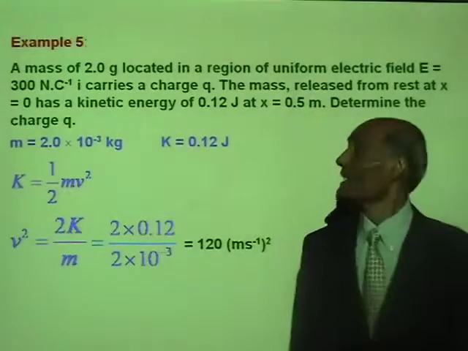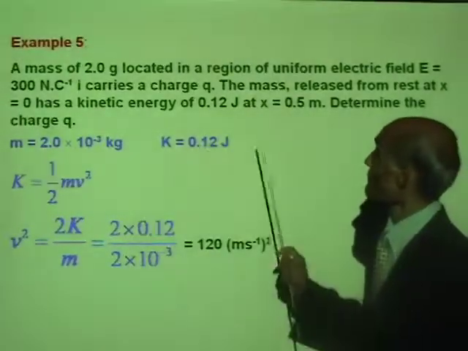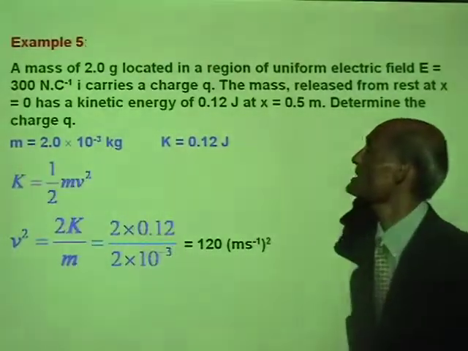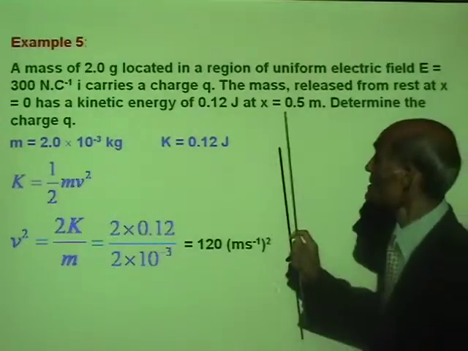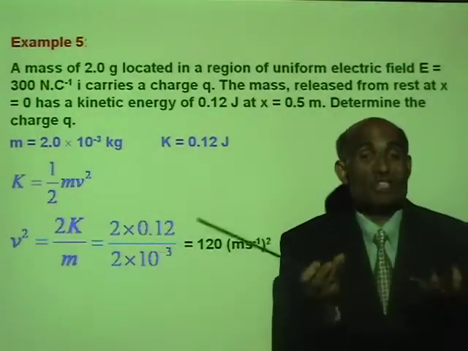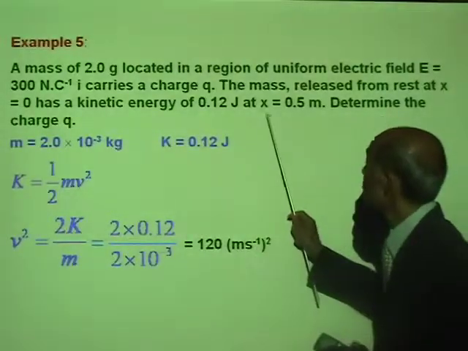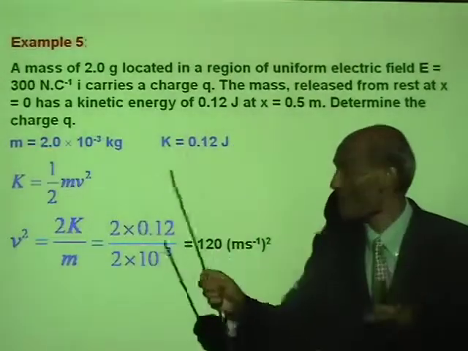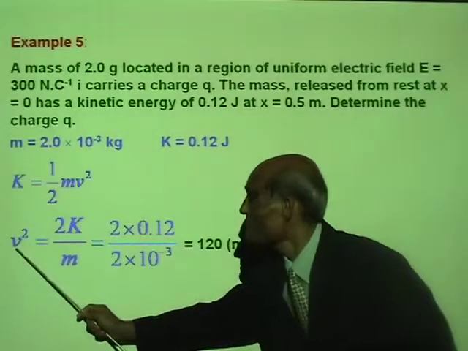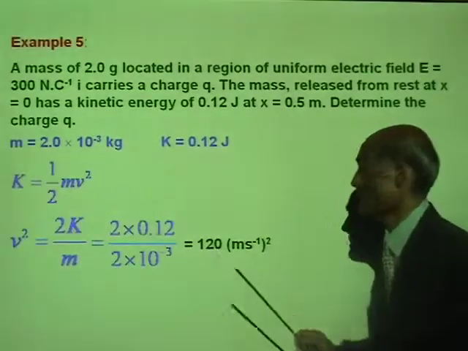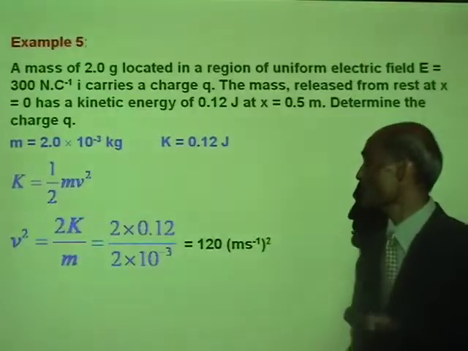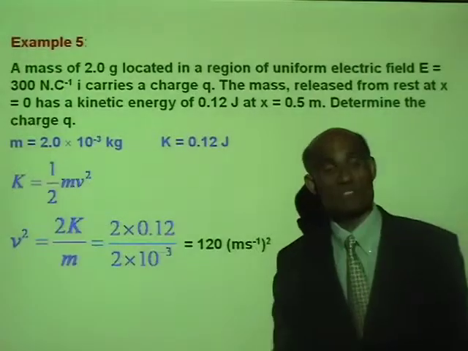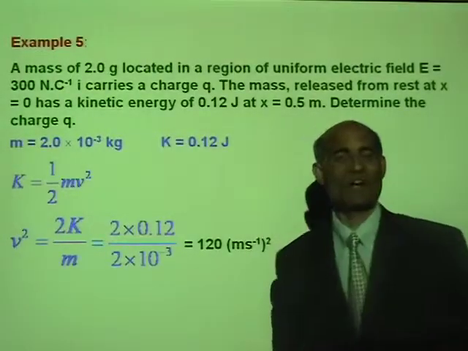Well, let me ask you, the object that has a mass of 2 times 10 to the negative 3 kilogram starts at rest at the origin. Its velocity is 0 at the origin. And in traveling a distance of 0.5 meter, it acquired a velocity given by, this is v squared. V squared equal to 120 meter squared per second squared. Now, can you use this situation to find the acceleration of the object?